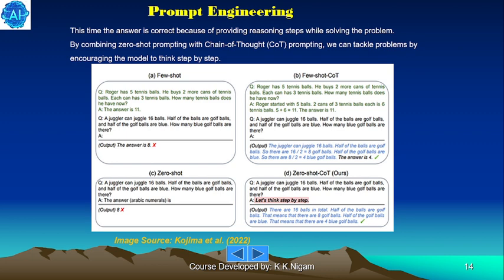By combining zero-shot prompting with chain of thought COT prompting, we can tackle problems by encouraging the model to think step by step. So these are the various details of few-shot COT, then zero-shot, and then zero-shot COT. So likewise, you can just read both the question and answer and see how the answer is generated.